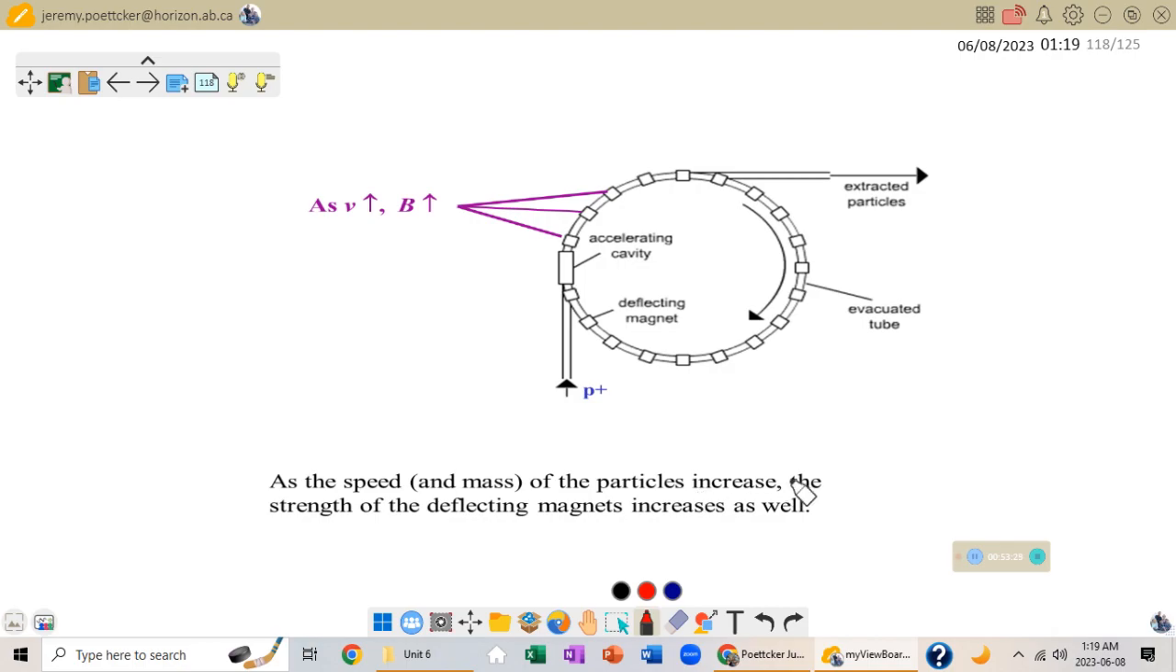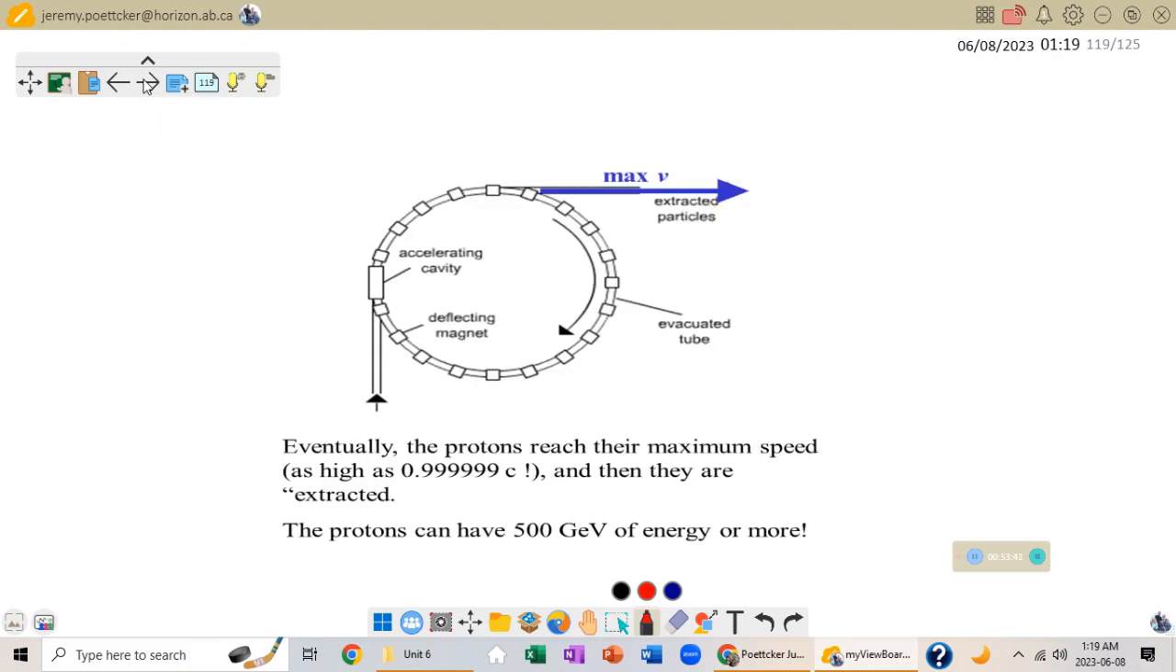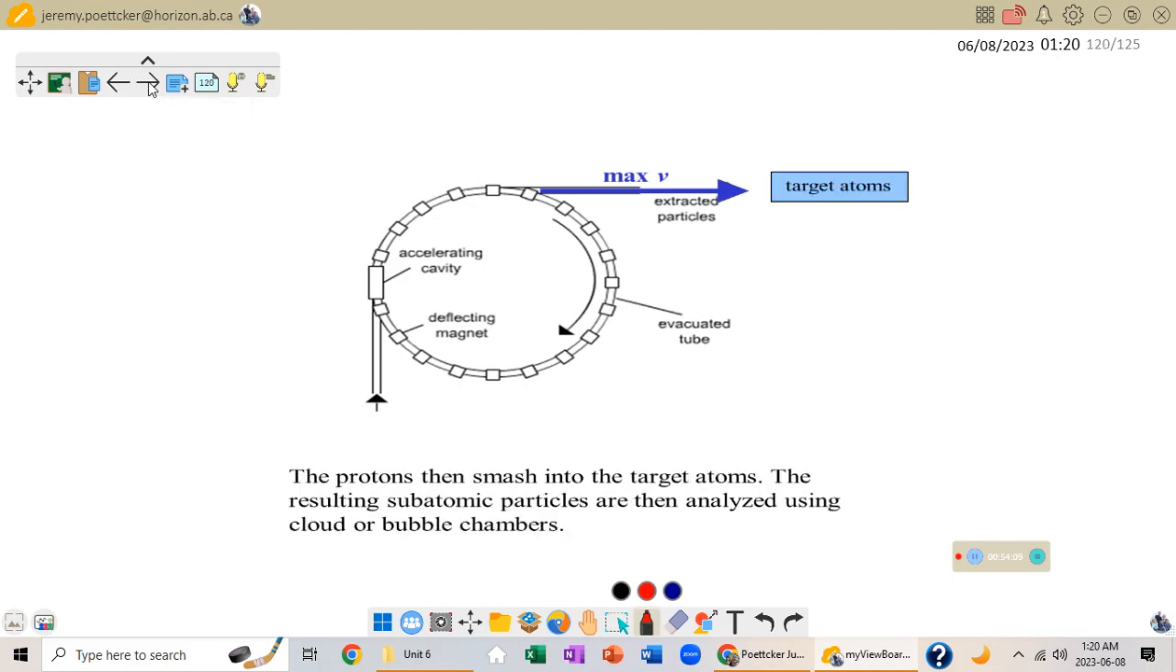As the speed and mass of the particles increase, the strength of the deflecting magnets increases as well. So as we increase the speed, we just have magnets that get stronger and stronger. Eventually, the protons reach their maximum speed, as high as 0.9999, lots of nines, times c, which is 99.9999% of the speed of light. At which point they are extracted or directed out, and at that point they've got 500 gigaelectron volts of energy or even more. Smack them at target atoms. The resulting subatomic particles are analyzed using cloud or bubble chambers.